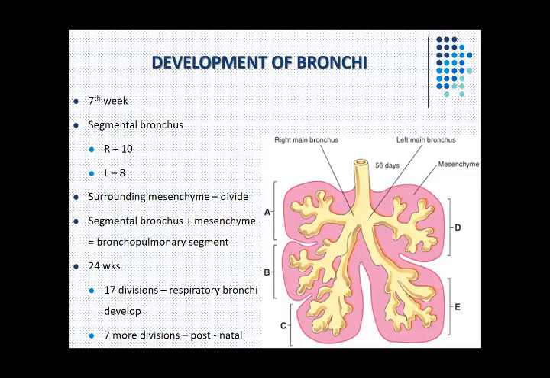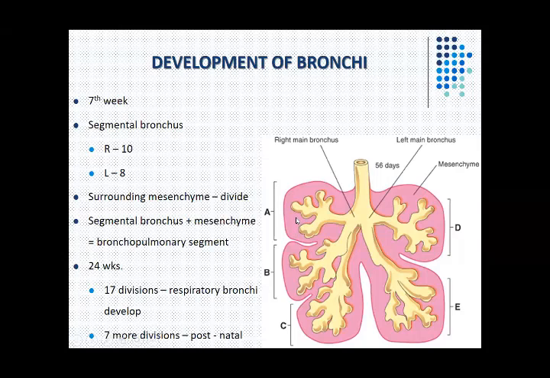Now surrounding mesenchyme भी has these developing bronchi. As they divide, the surrounding mesenchyme also divides. ये जो mesenchyme surrounding these developing bronchi है, this also divides. So the segmental bronchus plus the mesenchyme develops into a bronchopulmonary segment.